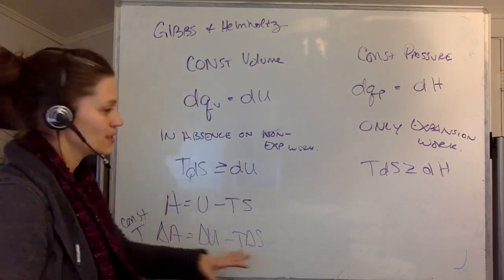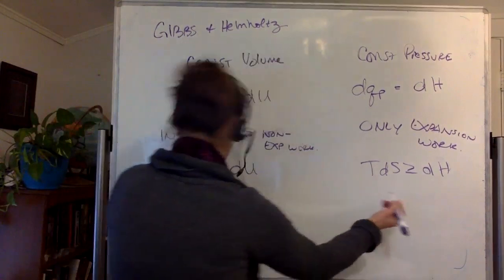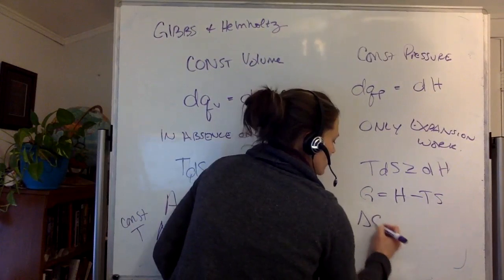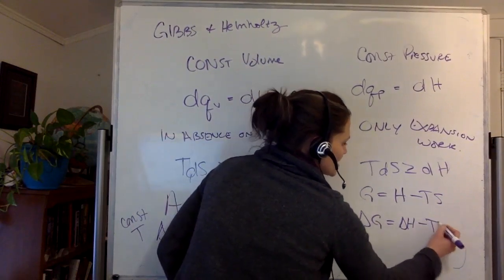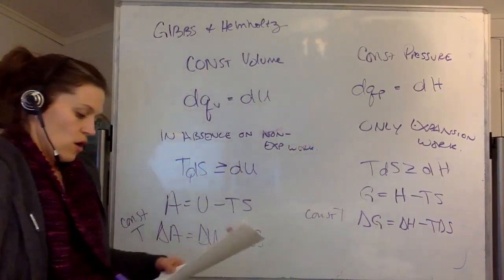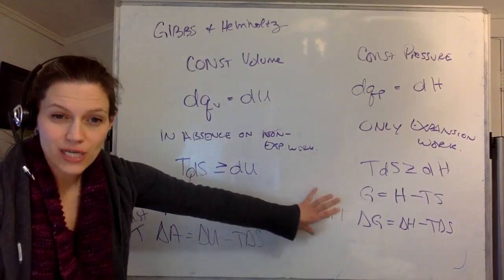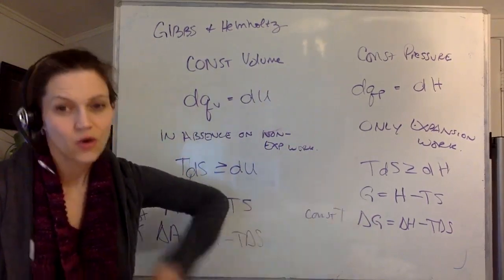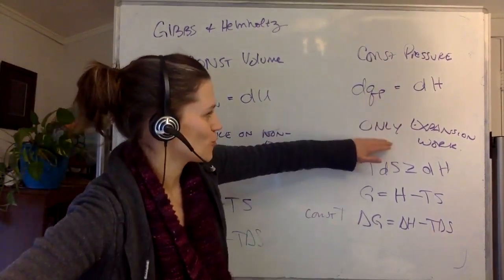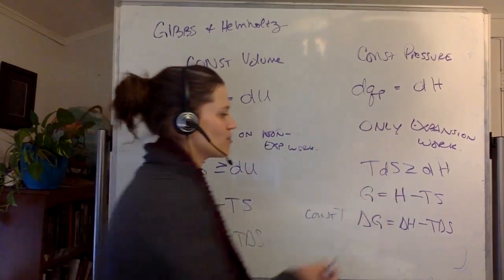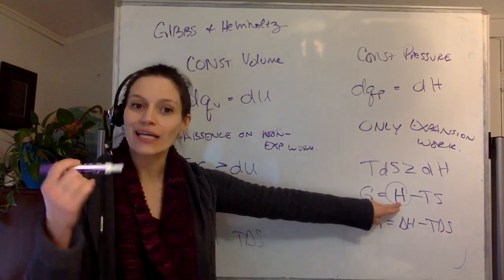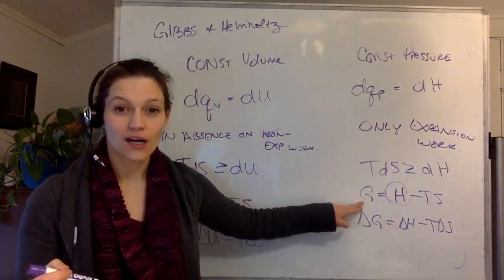I'm kind of reviewing all of this. Over here, you've got G is equal to H minus TS, giving us delta G is equal to delta H minus T delta S, again at constant temperature. Okay, this is the Gibbs energy, non-expansion work. What could that be that you might add? So this is only for expansion work. And then if you want to look at non-expansion work, you go here.